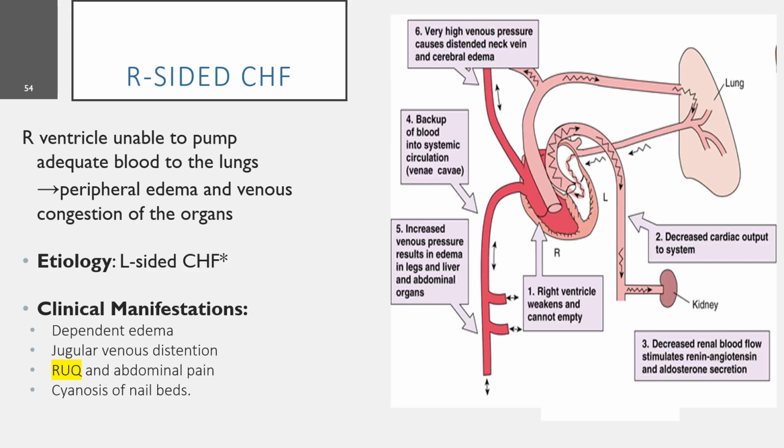Right ventricular failure, or right-sided heart failure, occurs when the right ventricle is unable to pump the blood effectively to the lungs for oxygenation, leading to fluid buildup in the systemic circulation and pulmonary congestion.